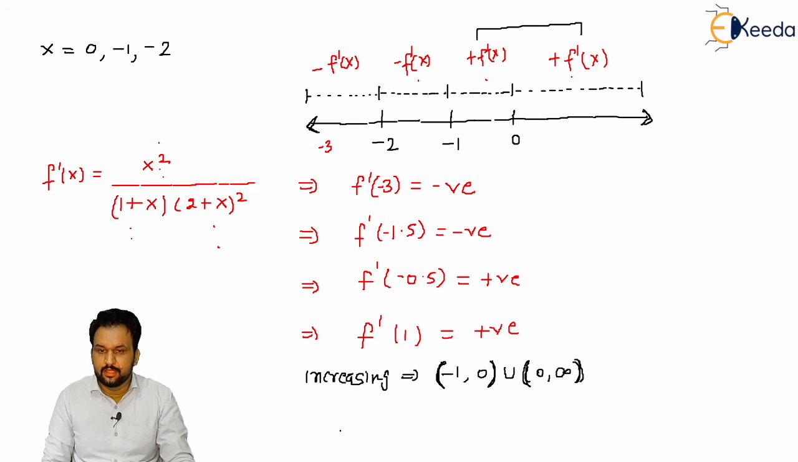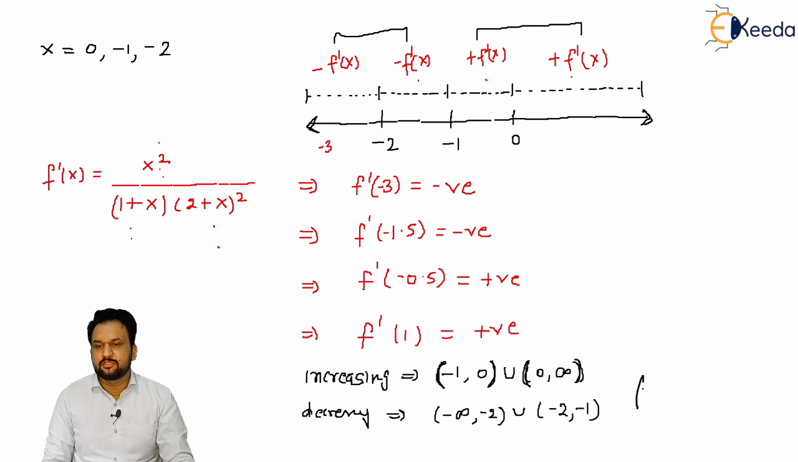Okay, and if we are talking about the decreasing values of this function, here you can see both are negative. So start from minus infinity and go up to minus 2, and then union, minus 2 to minus 1. So this is your required answer for this question.